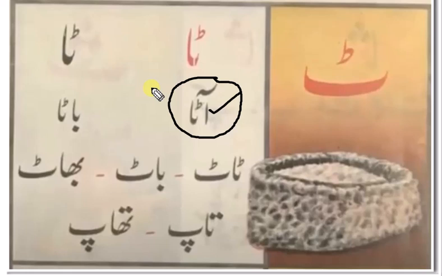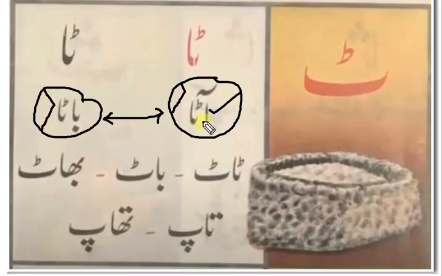Be alif ba, te alif ta, ba ta. Ata, bata. Ata, bata. Alif mad a, te alif ta. Be alif ba, te alif ta, ba ta. Ata. Bata. Ata.